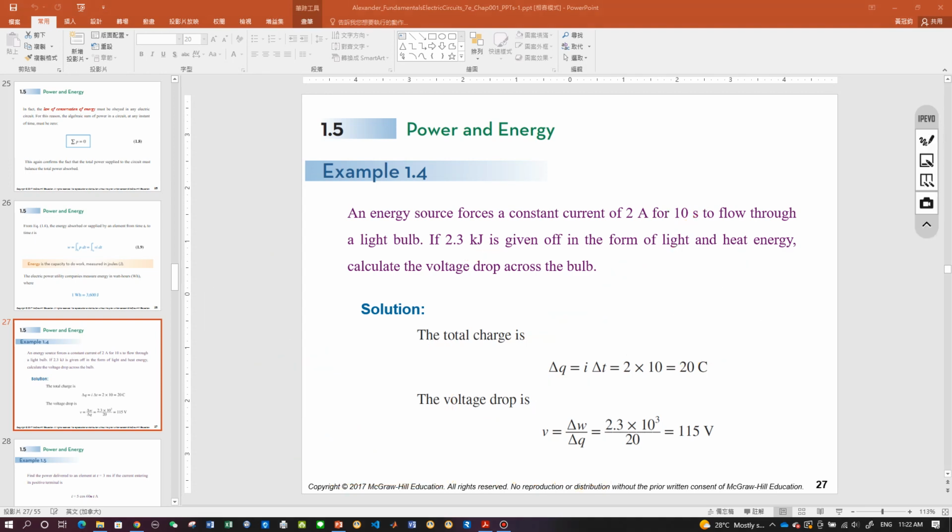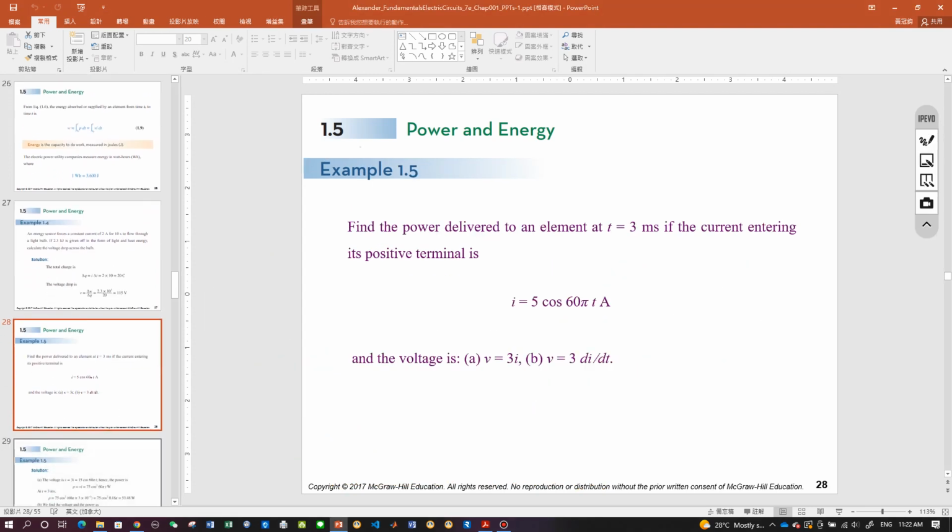Okay, let's now go to the next one. This is simple, it's very, very simple. Find the power delivered to the element at 3 milliseconds if the current enters the positive terminal. Look at 'enter the positive terminal', so that means the power should be positive, not negative. Our voltage is V equal to 3 times current. V is equal to this one.